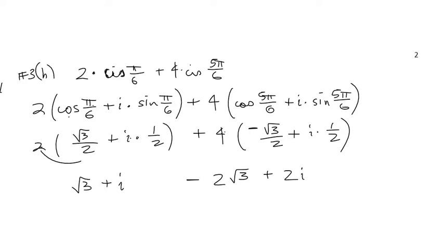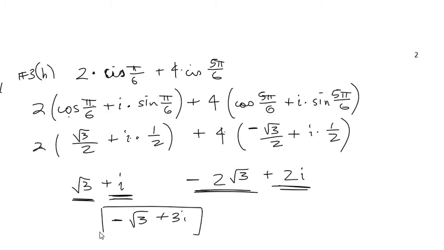Right, so that's just doing the distributive property. And now we will collect the like terms. So we've got a root 3 and minus 2 root 3 makes minus 1 root 3. And we have a positive 1i and a positive 2i makes 3i. So there is our answer in a plus bi form, or Cartesian form.